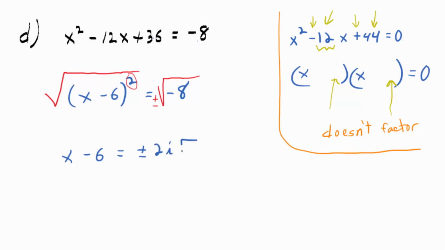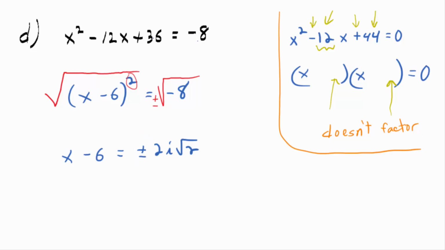2i rad 2. So we don't need to go through that again. But basically, you poke the i out, right? And then you simplify the square root of 8 as usual, which is 2 rad 2. So you get 2i rad 2. And then if you want to get x by itself, what could you do? By the way, in the last example, we split it up. We made it 2 equations based on the plus or minus, right?